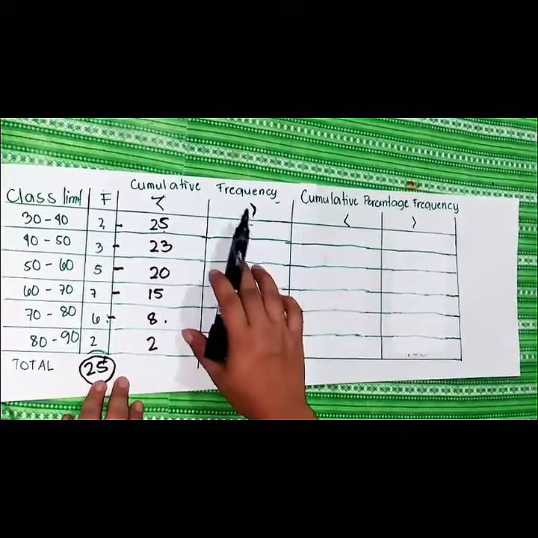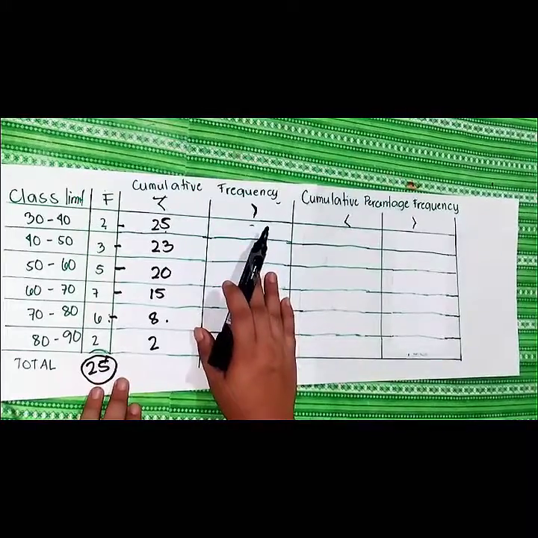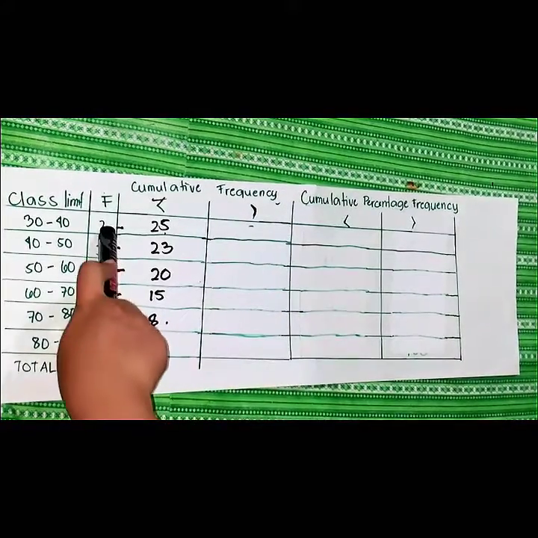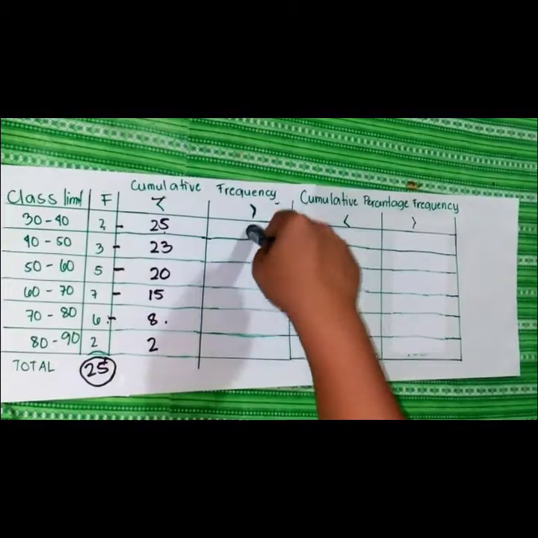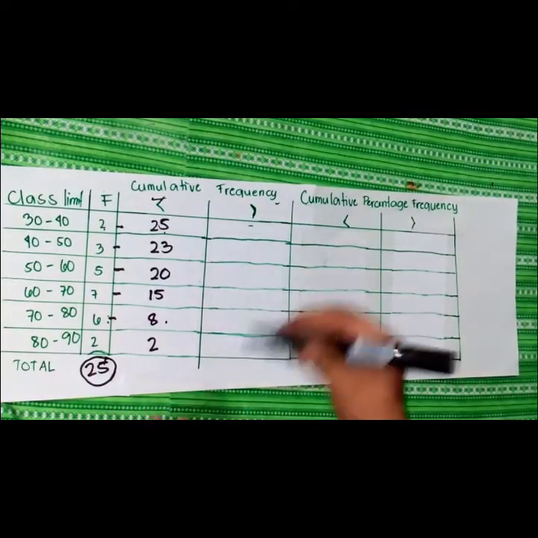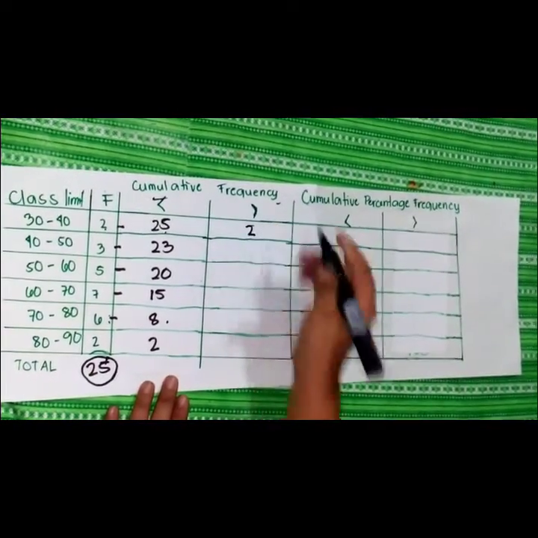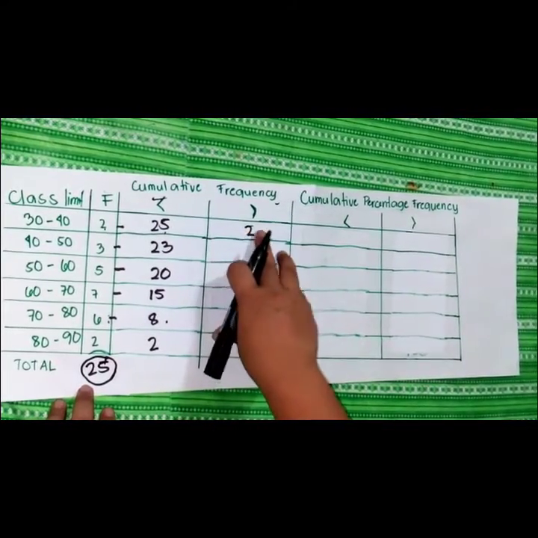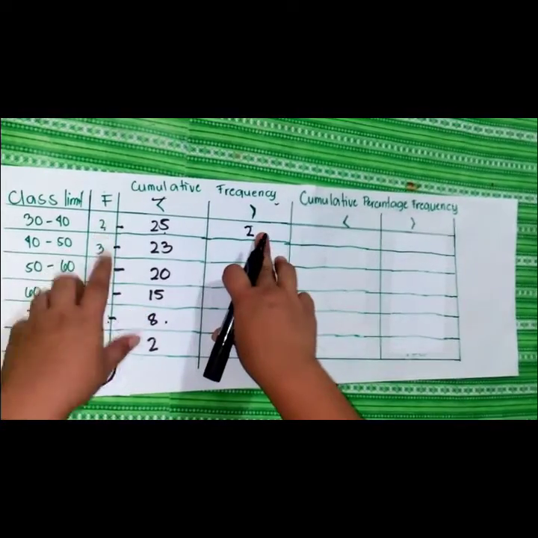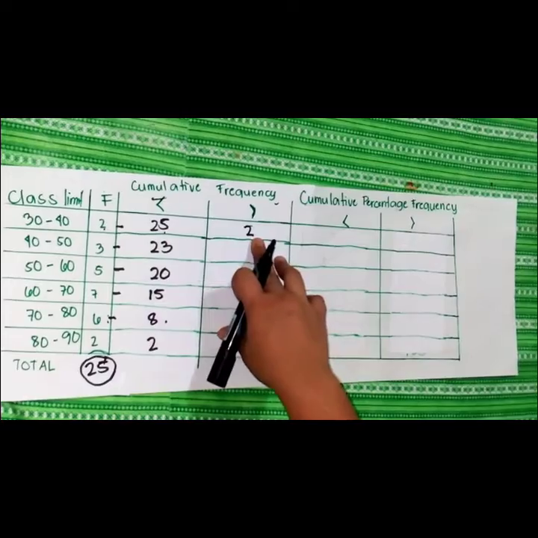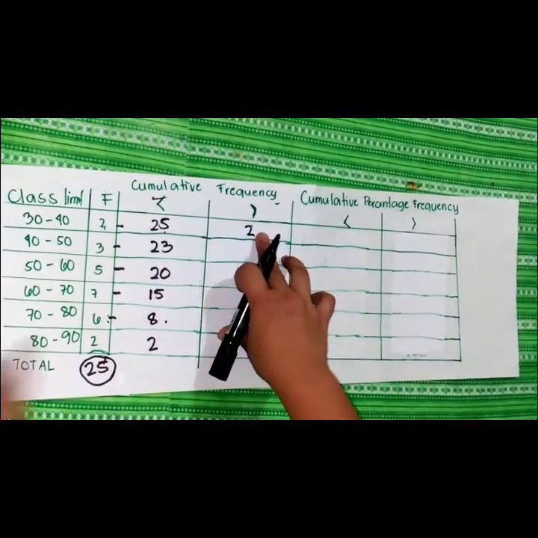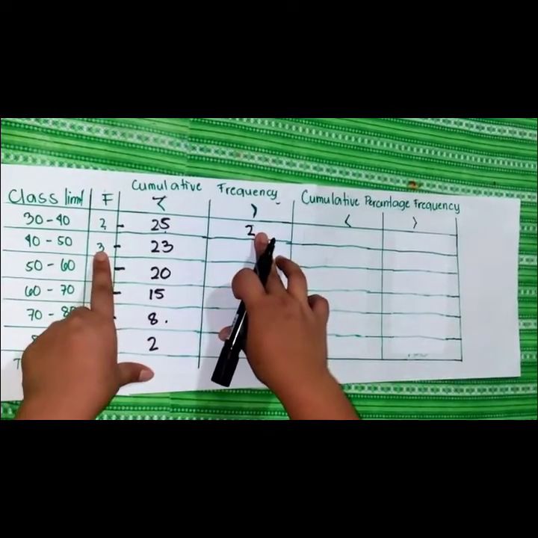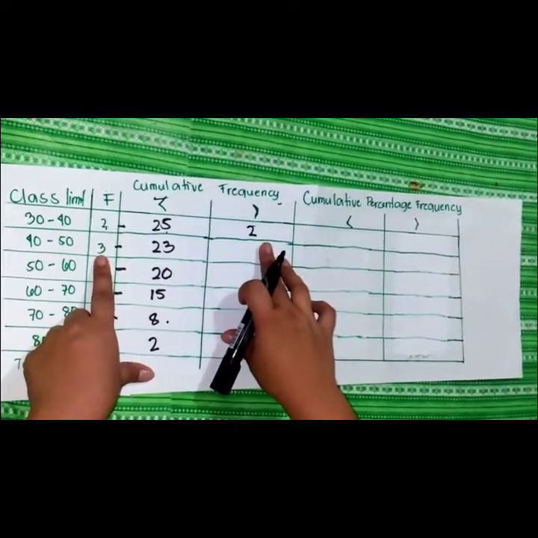Next, how to find the cumulative frequency greater than. In finding the cumulative frequency greater than, first we write the first frequency here, the number 2. Then we add the cumulative frequency greater than to our frequency. In our cumulative frequency greater than, we have 2, and in our frequency, we have 3. So we will compute now.